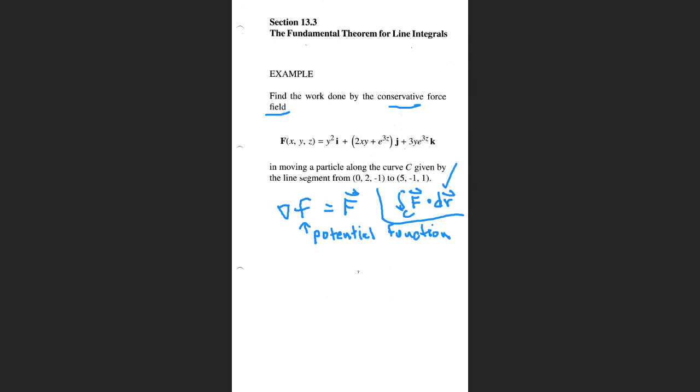But it's always nice if we do have a conservative vector field, because then we can use the fundamental theorem of line integrals. So let me give you a moment to copy this example down, and then we'll go over it. This is now one where we have a three-dimensional conservative vector field.